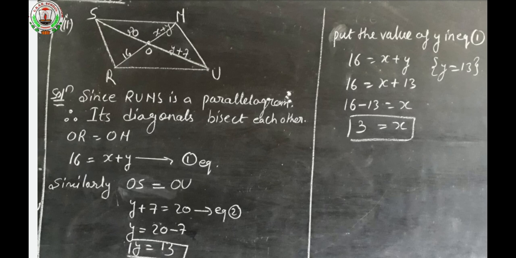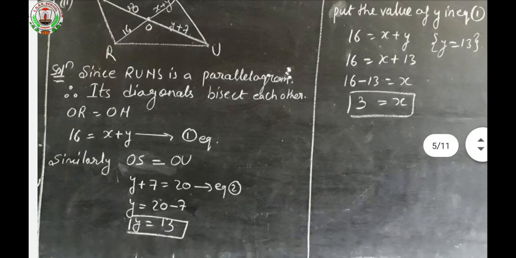Now transpose 13 from the right hand side to the left hand side, it becomes minus 13, isn't it? So 16 minus 13 is equal to x. So when you subtract, it becomes 3. So 3 is equal to x. So we have found the values of x and y as 3 and 13 respectively for question number 8 second part. Have you understood everyone?